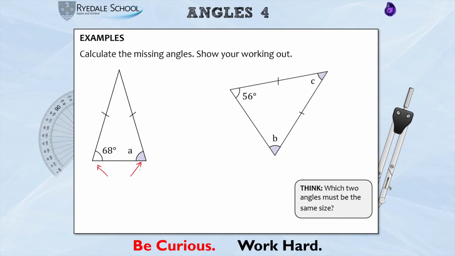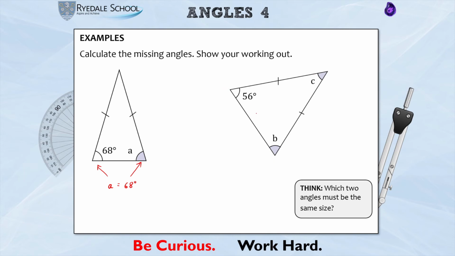Which two angles are the same size? Well, it is these two here. So there isn't a great deal of working out for this question. A has to be 68 degrees because those two angles are the same size. Let's look at the next question.